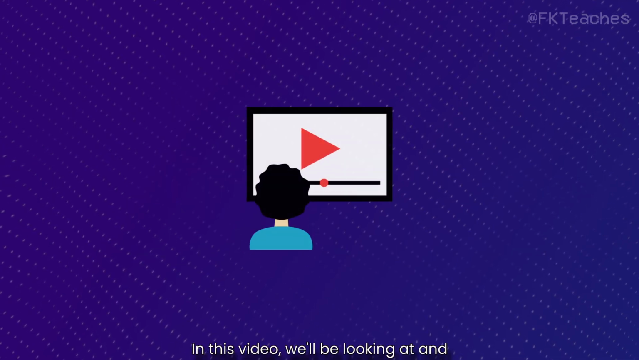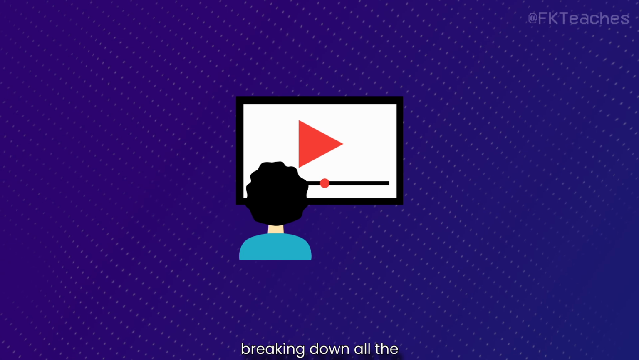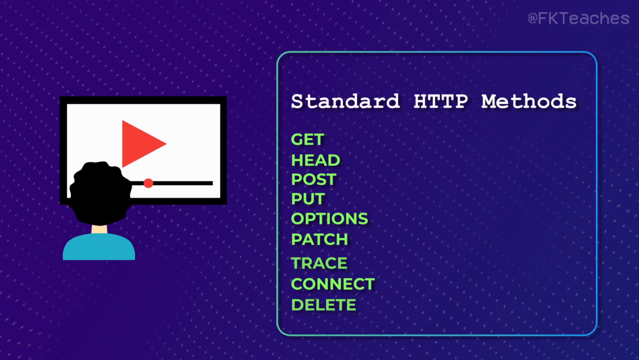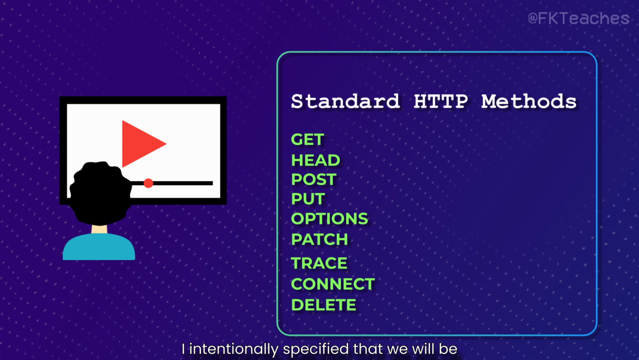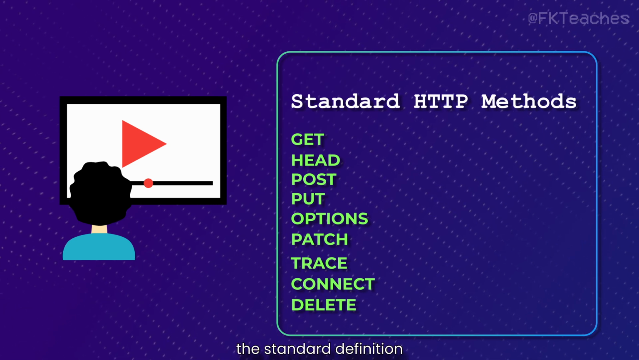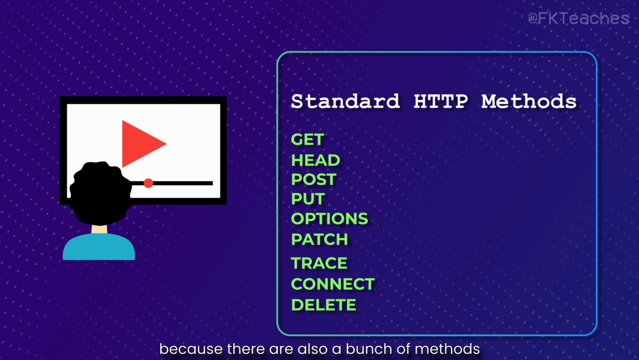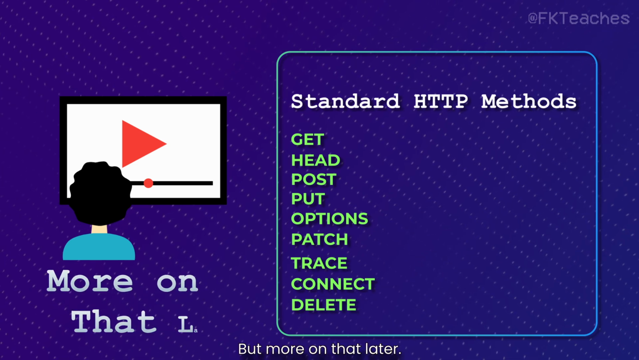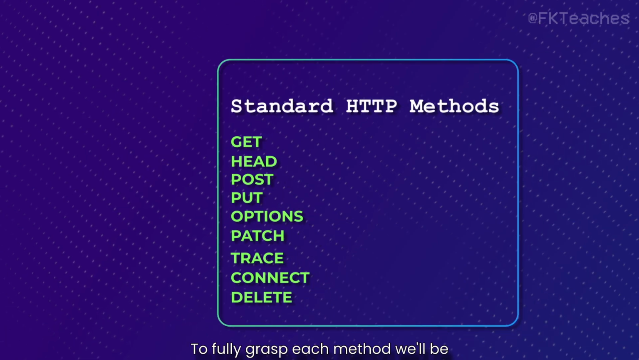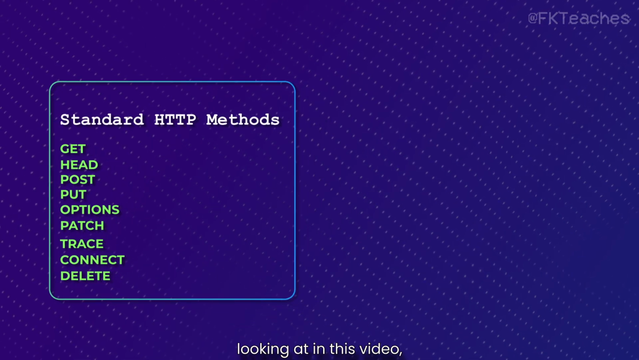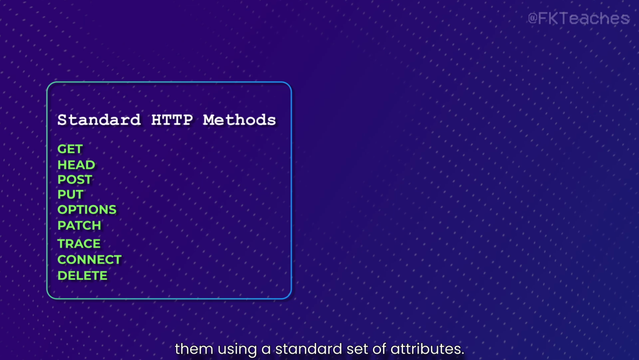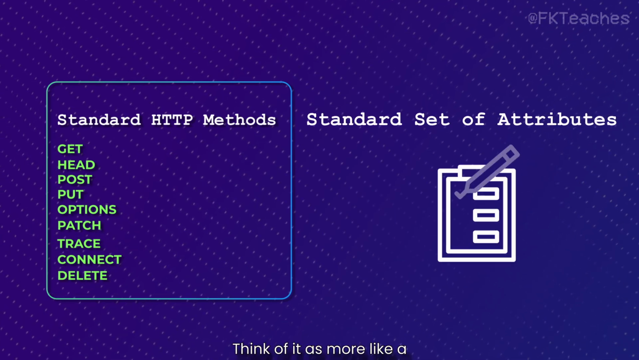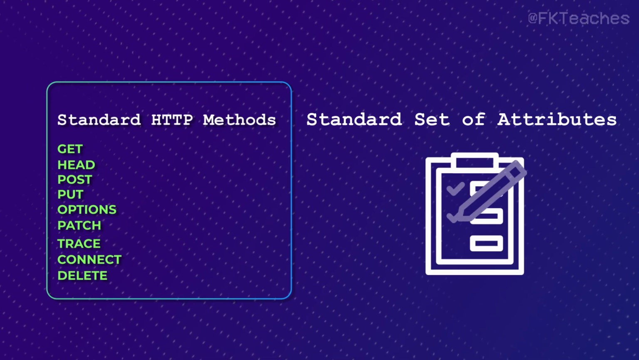In this video, we'll be looking at and breaking down all the available HTTP methods in the standard definition. I intentionally specified that we will be looking at methods in the standard definition because there are also a bunch of methods not defined in the formal specification. But more on that later. To fully grasp each method we'll be looking at in this video, we'll also be describing them using a standard set of attributes. Think of it as more like a checklist of supported features.